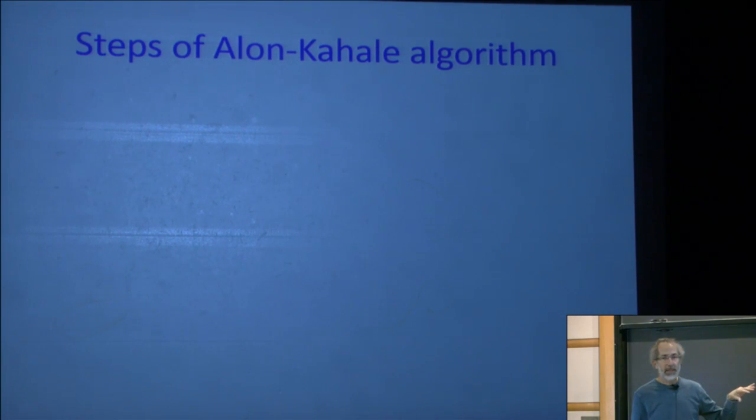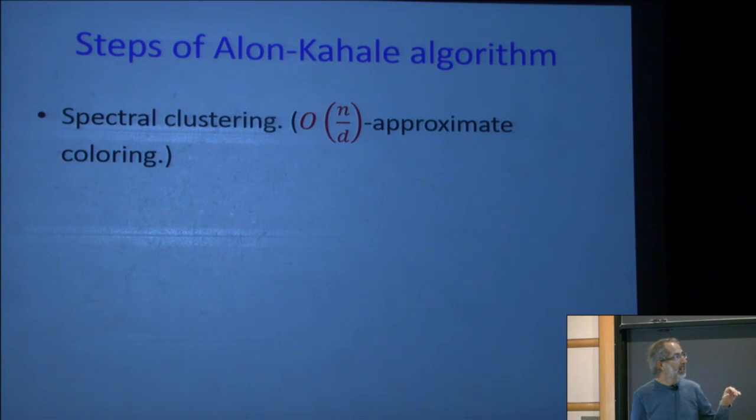Okay, so these are the steps of the algorithm of Alon and Kahale. I'll give a few more details later. The first step is some spectral clustering. We look at the adjacency matrix of the graph, do something with it, and based on it cluster the vertices. This would give an approximate coloring. Some fraction of vertices would be clustered incorrectly.